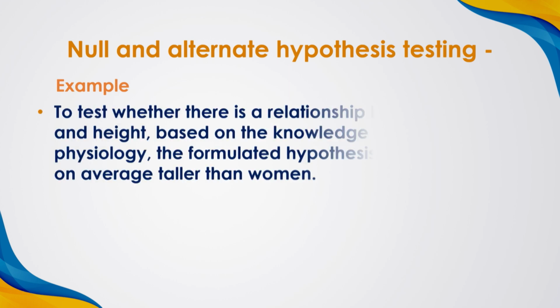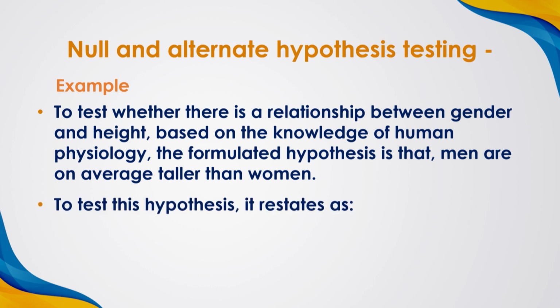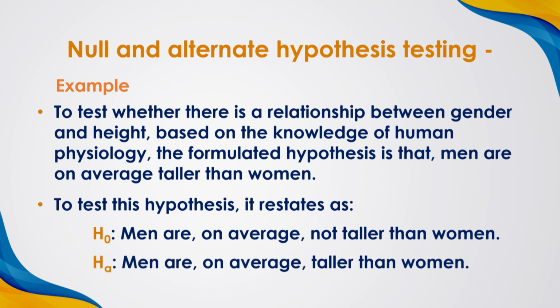Let us consider an example. To test whether there is a relationship between gender and height, based on the knowledge of human physiology, the formulated hypothesis is that men are on average taller than women. Under this context, the null hypothesis is that men are on average not taller than women, because this hypothesis speaks about no difference, and the alternative hypothesis reflects the research hypothesis that men are on average taller than women.